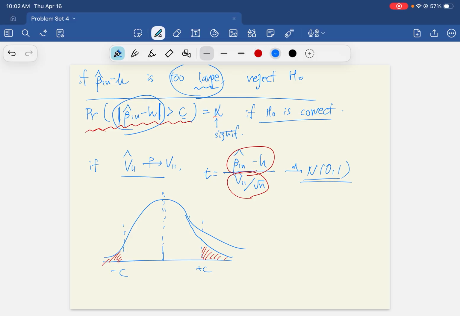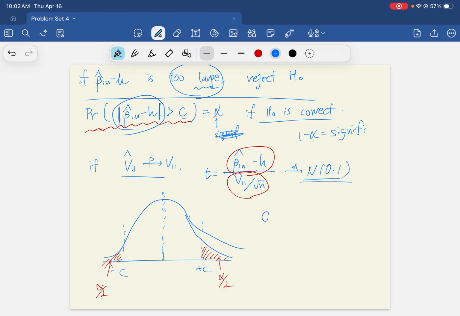By the way, significance level is 1 minus alpha. Sorry about that. Like when we say 95% significance level, then alpha is 5%. Okay, I'm sorry about that. So in this case, this probability is alpha over 2. This is alpha over 2. So due to the symmetry of normal distribution, we have to have alpha over 2 on each side.